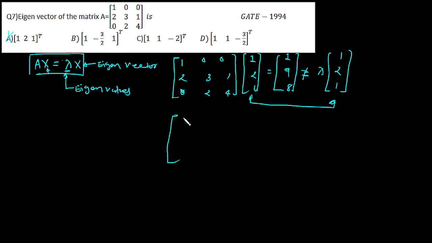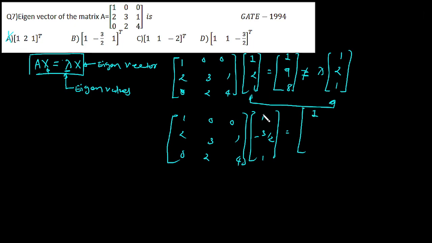Let's check option B. In option B we have this vector. Let's do the multiplication. Here we are getting 1, here 2. Okay, let's do here: we are getting 2 minus 9 by 2 plus 1, so minus 5 by 2 plus 1, again minus 3 by 2. Now in the last entry we are getting minus 6 by 2 plus 4, so here it is 3 plus... we are getting simply 1.